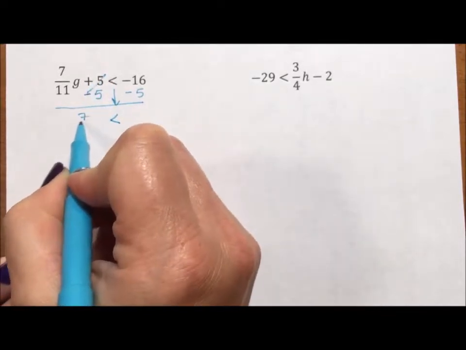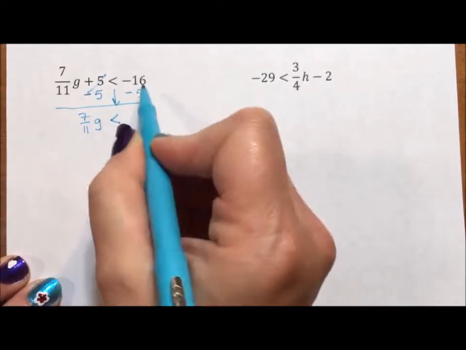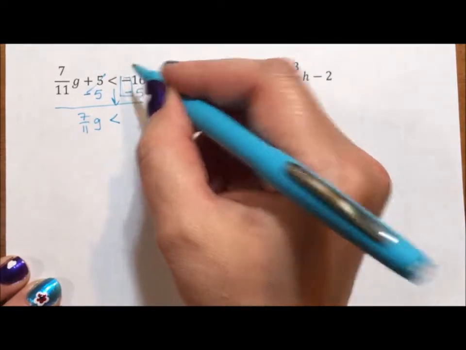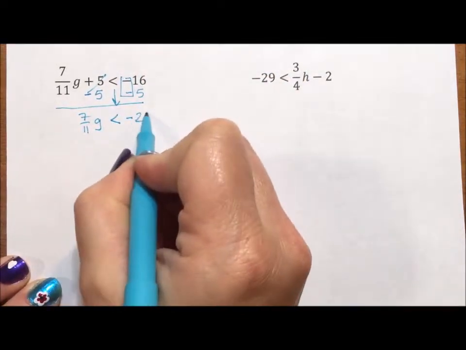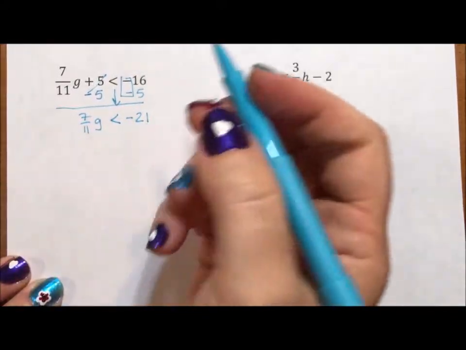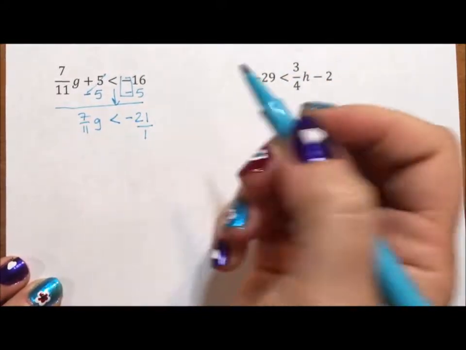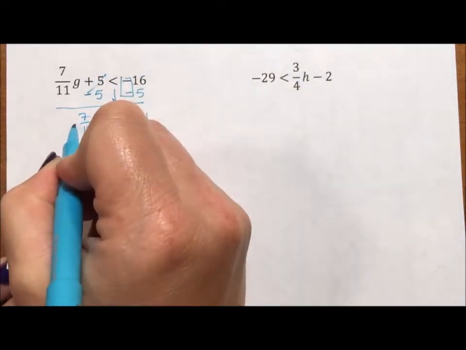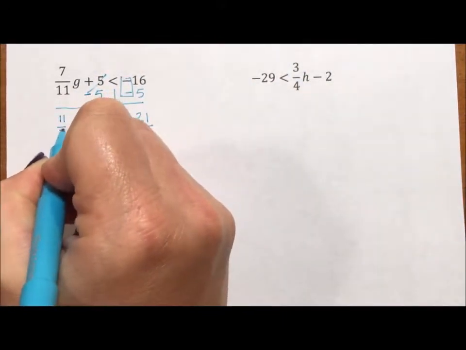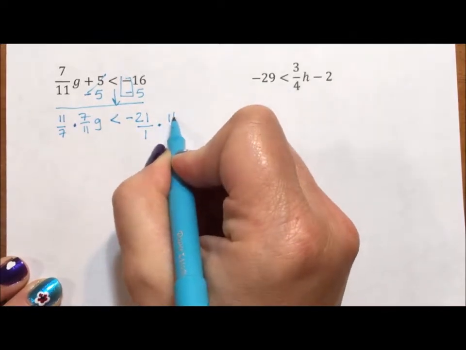I have 7/11ths g is less than, let's see, they're on the same side, so we add them, and there are negative 21 of them. Okay, I'm going to flip and multiply for my fraction. You can multiply then divide, but the numbers would get really big. So I'm going to multiply by 11 over 7 on both sides.